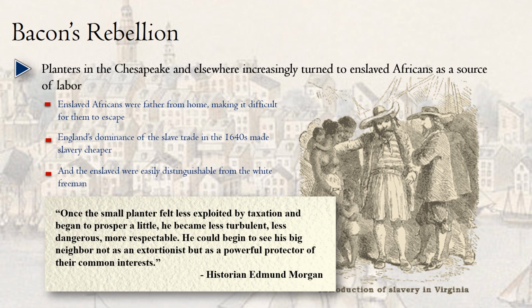One historian named Edmund Morgan put it this way: once the small planter felt less exploited by taxation and began to prosper a little, he became less turbulent, less dangerous, more respectable. He could begin to see his big neighbor not as an extortionist, but as a powerful protector of their common interest. If you're noticing that the color line is being drawn, that whiteness is being privileged while blackness is not, then you're right.